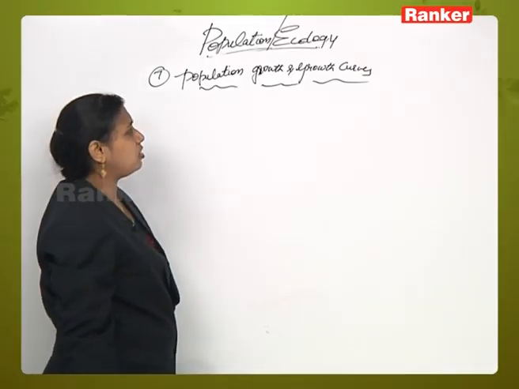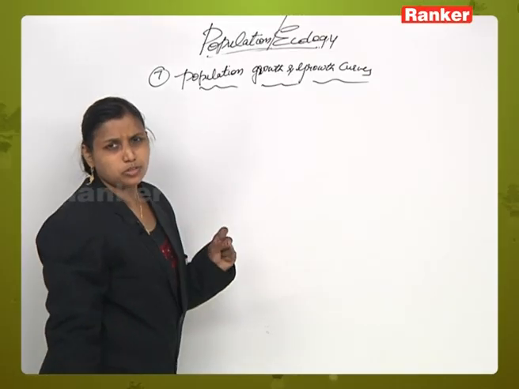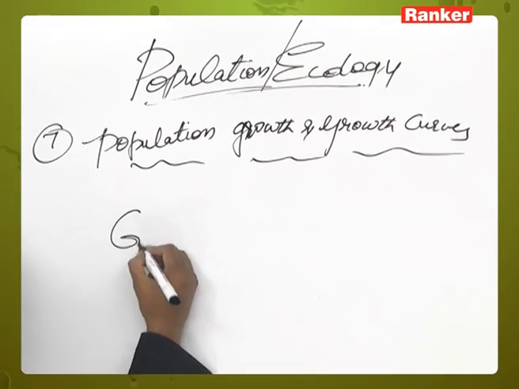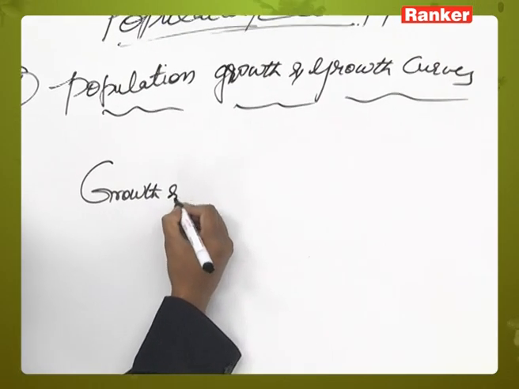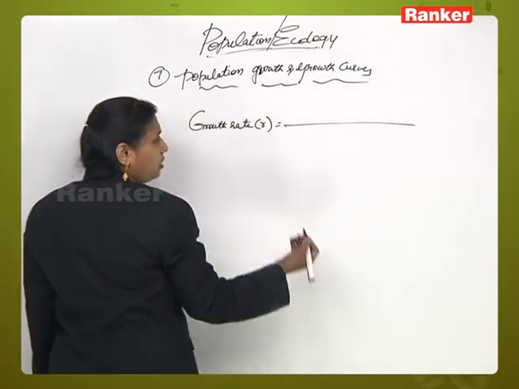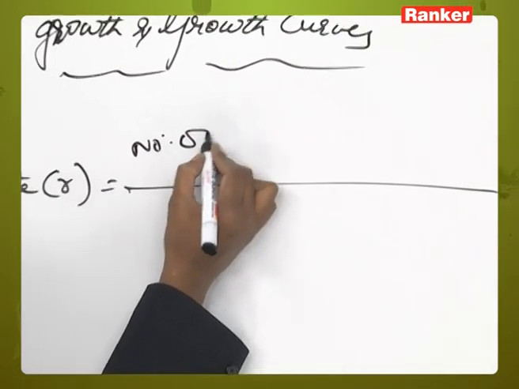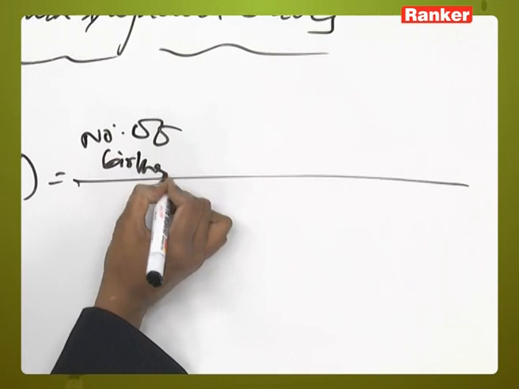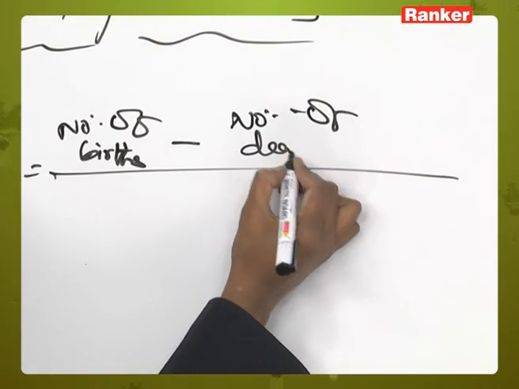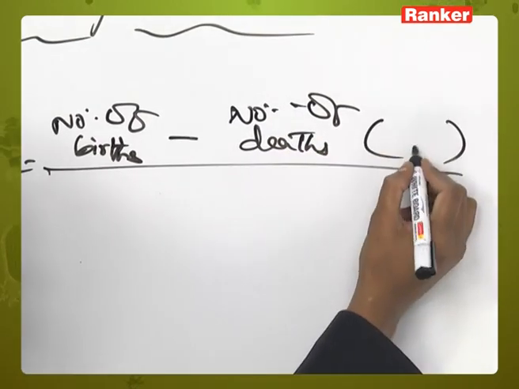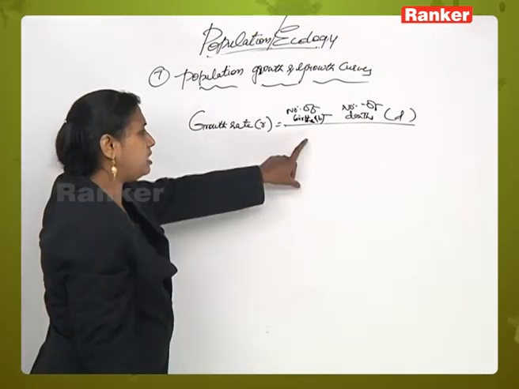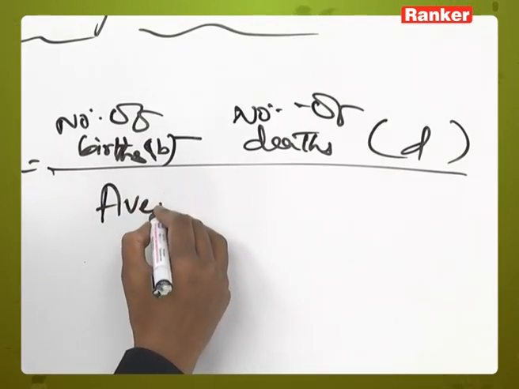Population growth rates or growth curves is nothing but we will be talking about the growth rate of a particular population. So population growth rate can be represented by a formula here. Growth rate is represented by small r. It is nothing but the difference between number of births and number of death rates. Death is represented by D, as already we have written. In natality we have used the word B. Now it is divided by average population in an interval time.